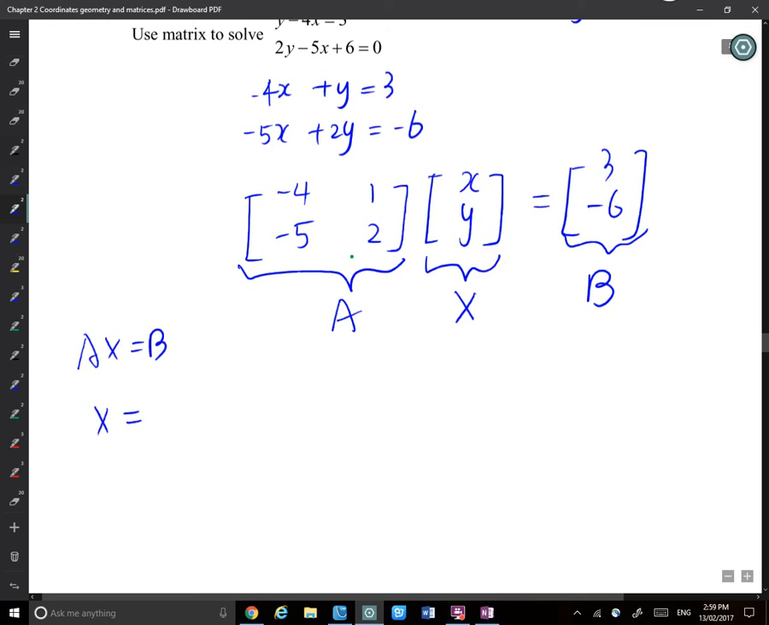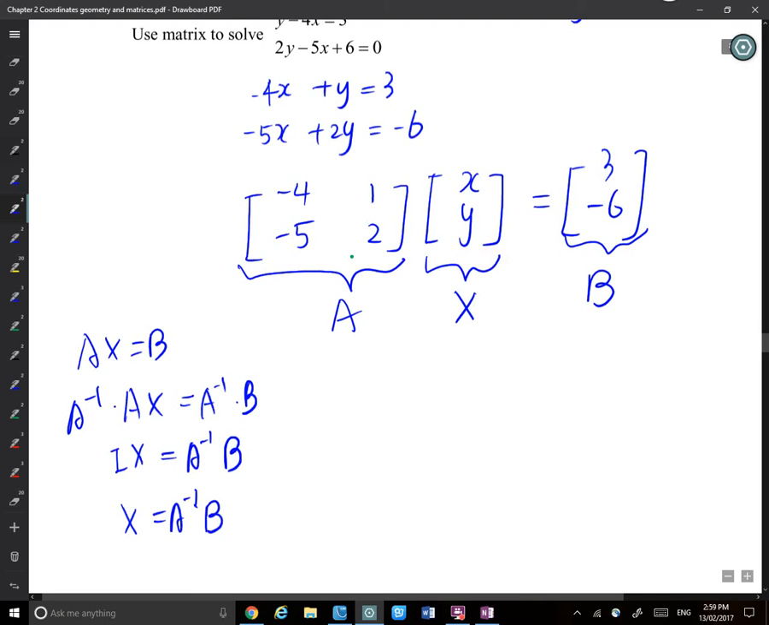So what I will do is A inverse times AX equals A inverse times B. So that becomes the identity matrix, which gives you A inverse B. And then I will have X equals A inverse times B. So what I should do here is x, y should equal this matrix inverse times 3, negative 6.